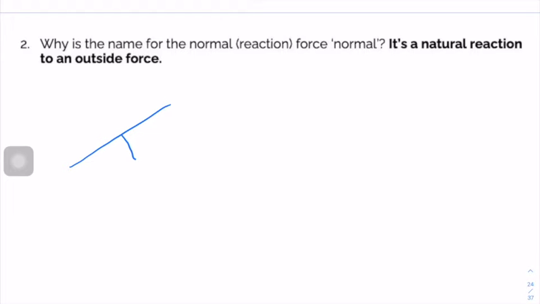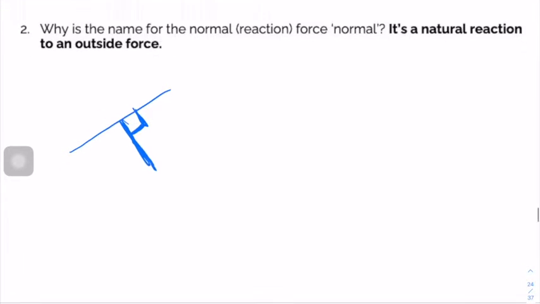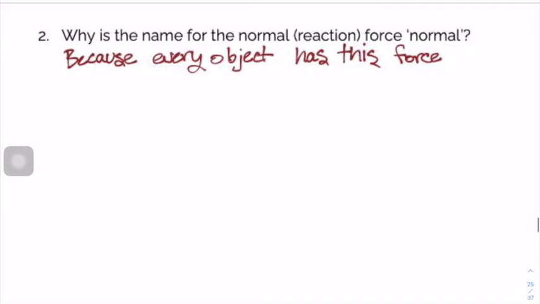Okay. Sorry, it's hard for me to draw in this direction. Okay, perpendicular. That's what normal means, perpendicular. Yay, we've got another one. Because every object has this force. Nope. Sorry. Not what normal means. Normal means perpendicular. So let's draw one like this.